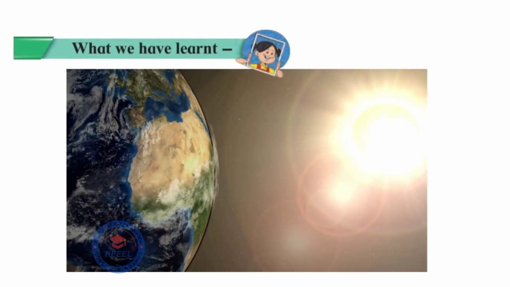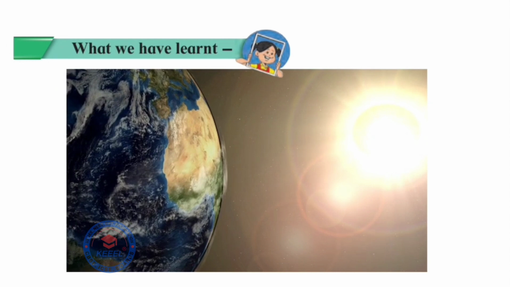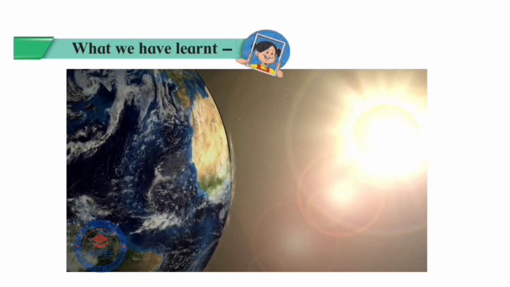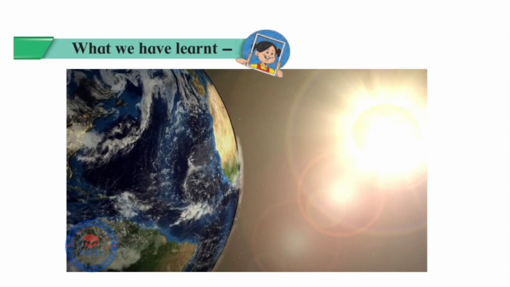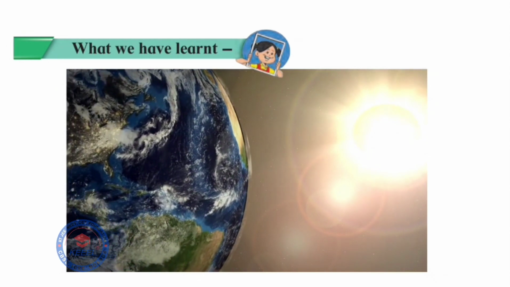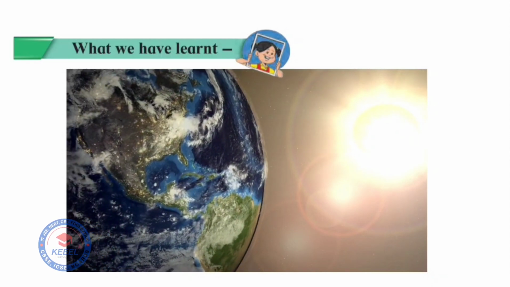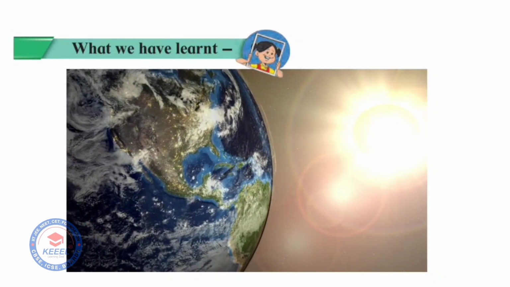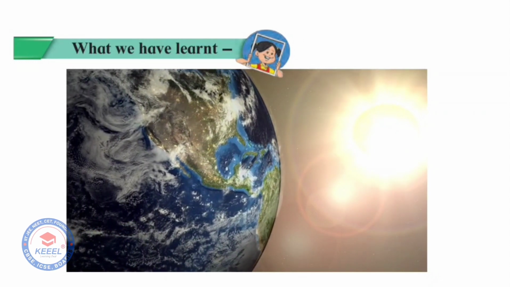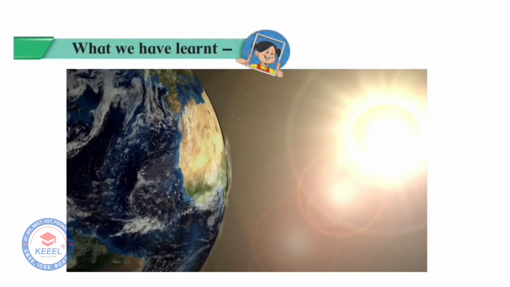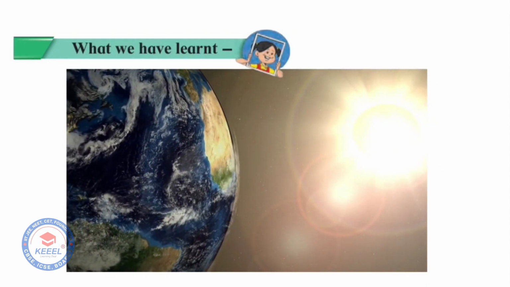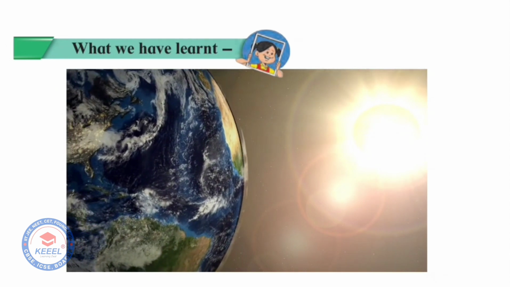What we have learned: Earth rotates once in 24 hours, which causes day and night. Earth revolves around the sun in about 365 days, which causes seasons. Tilted axis and revolution create different seasons in different hemispheres. The moon revolves around Earth, causing phases of the moon: new moon to full moon to new moon equals a lunar month. A leap year happens every 4 years with 29 days in February.